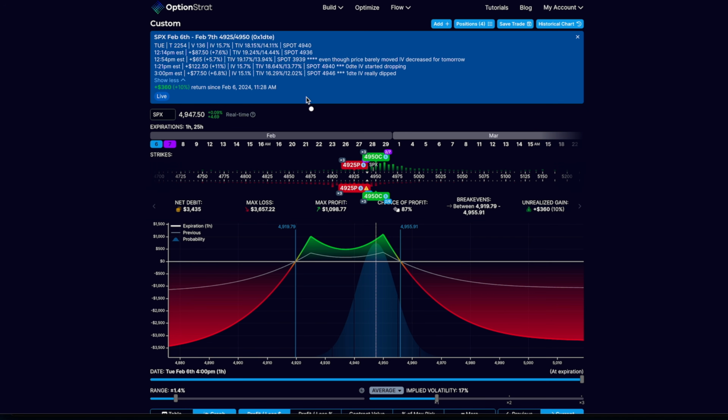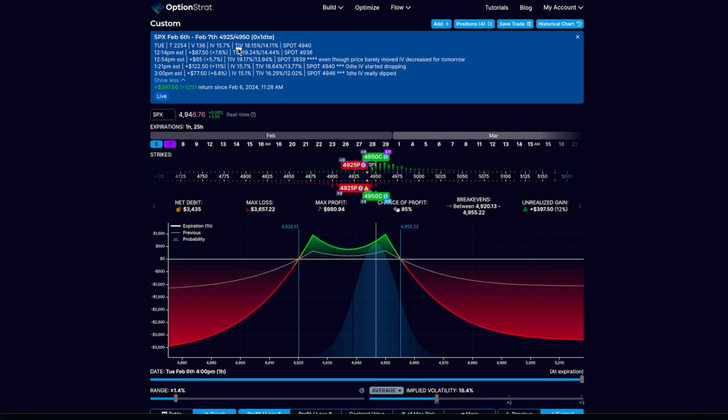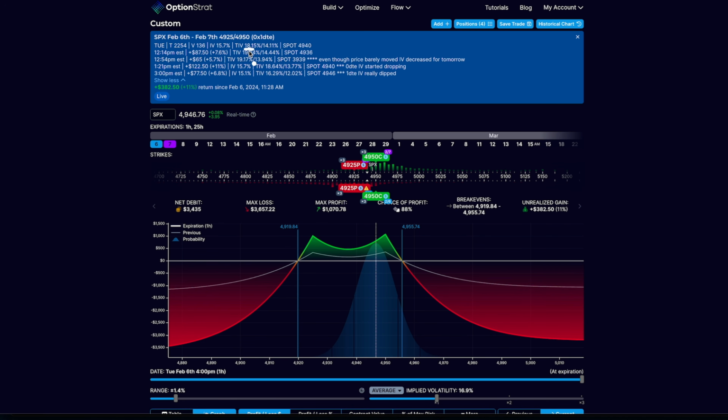Now, something I want to point out is when I open the trade, TIV right here is just what Thinkorswim was saying was the implied volatility for my front month. I like to take note of that. And as you guys can see, that's the Thinkorswim implied volatility for the front month. So my front month is the 0DTE. So February 6th was around 18.15%. That's at the time in which I opened the trade.